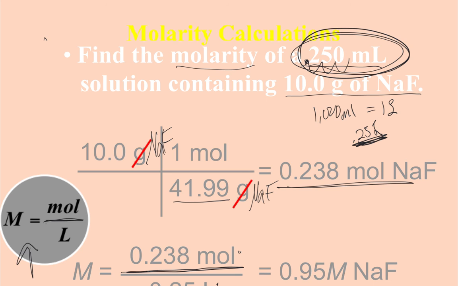So then I put my moles on top, 0.238 moles of NaF divided by 0.25 liters. And my solution's going to have a 0.95 molar sodium fluoride concentration. Molarity.